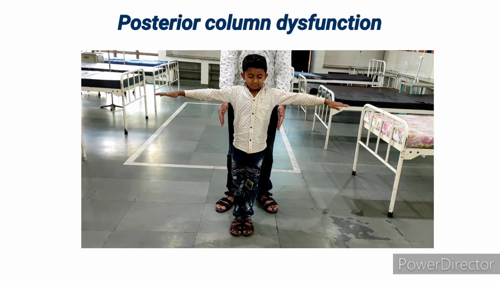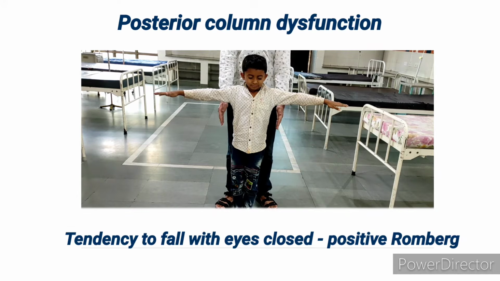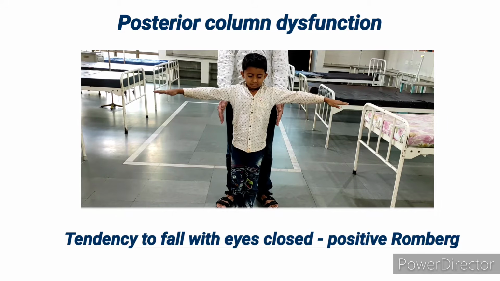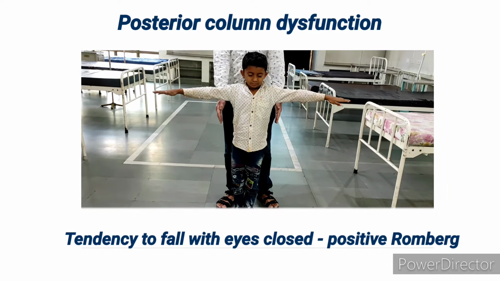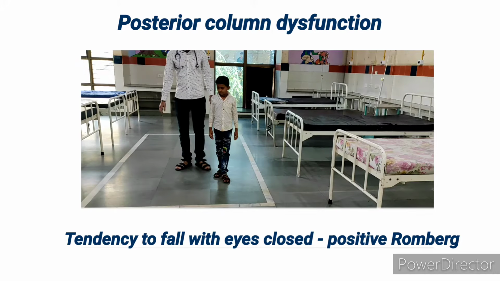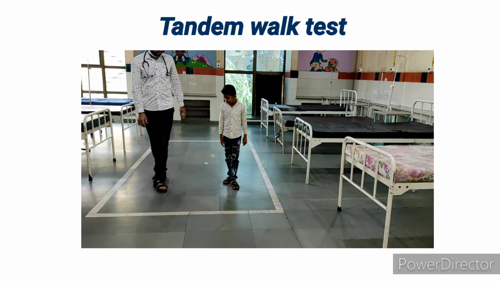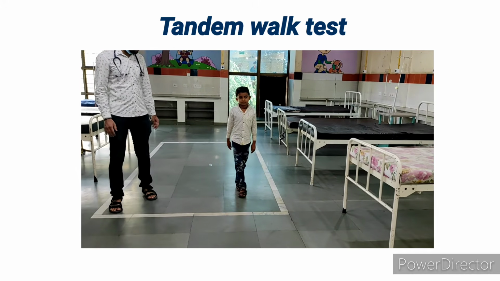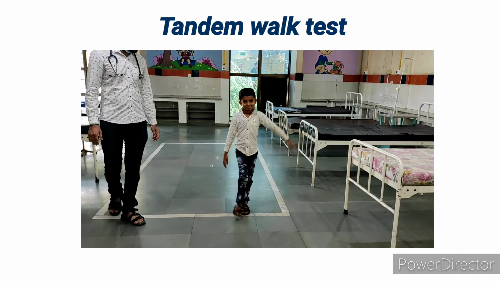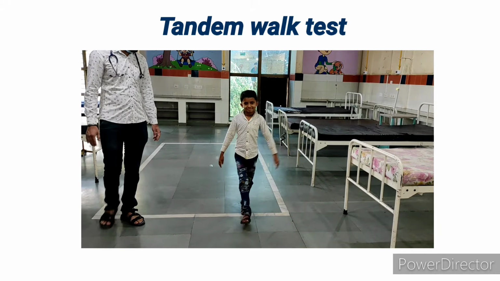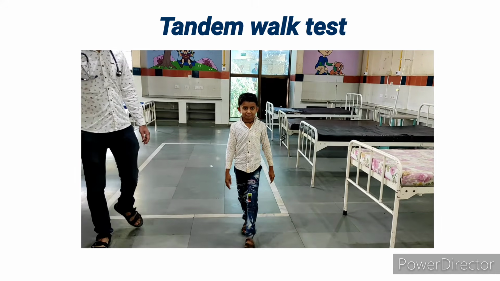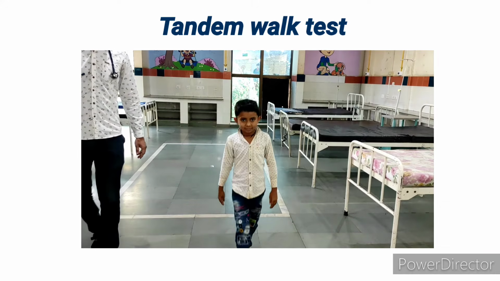If the child maintains the balance with eyes open but loses the balance with eyes closed only, that means the child has a posterior column defect, a spinal disorder. Then we have to perform the tandem walk test, in which we tell the child to walk in one line. If the child has vestibular dysfunction, then the child will sway toward the affected side.